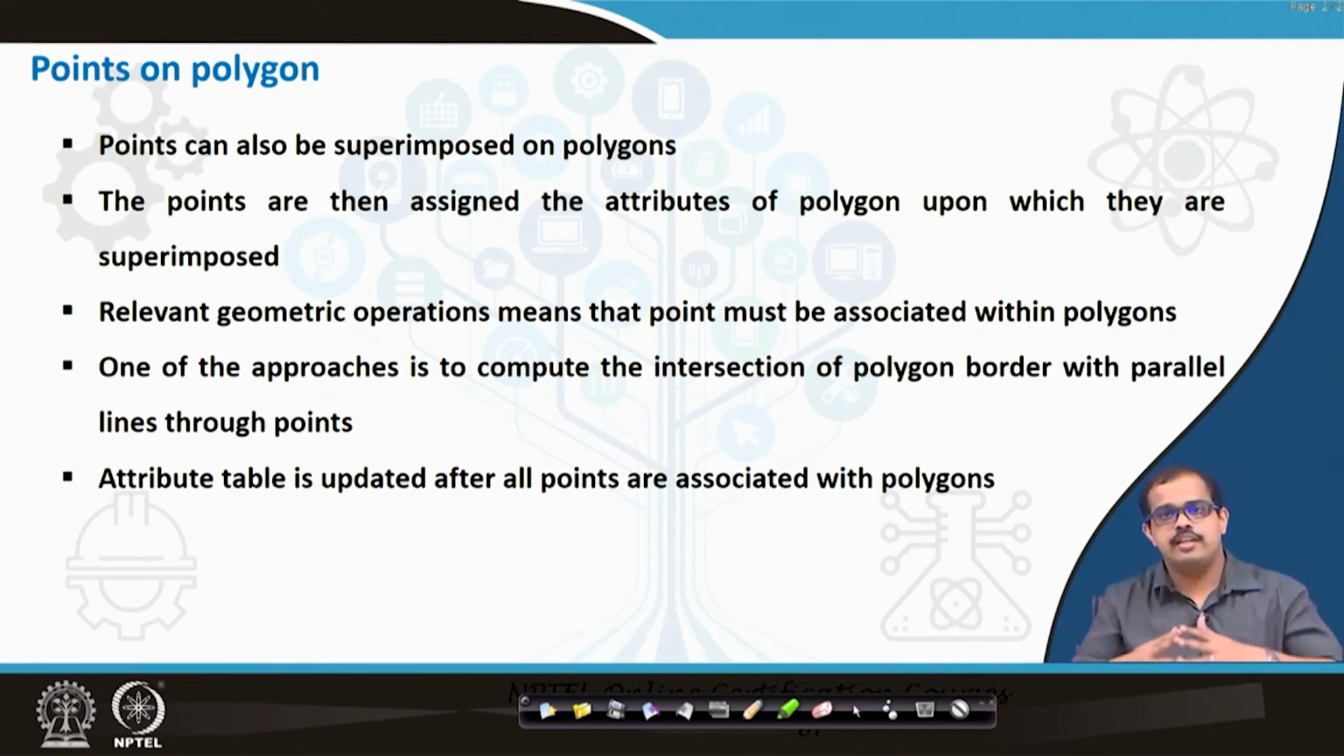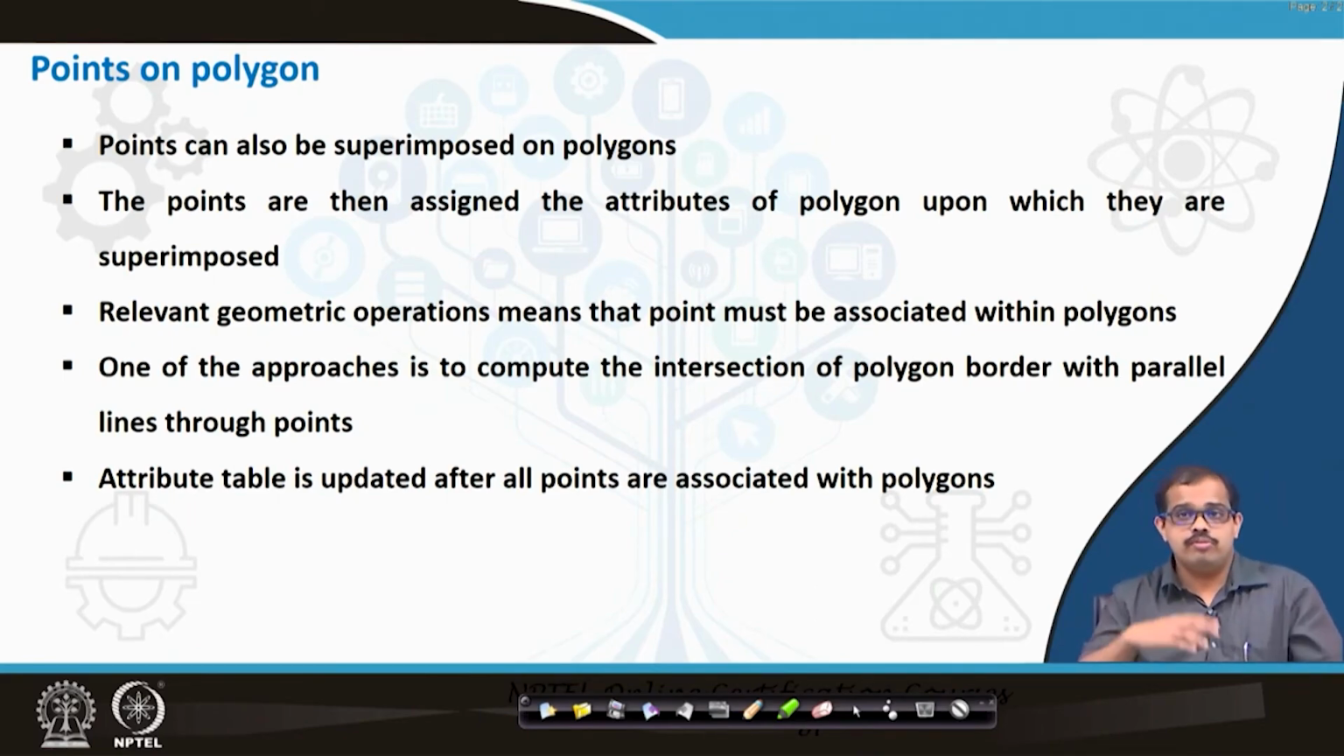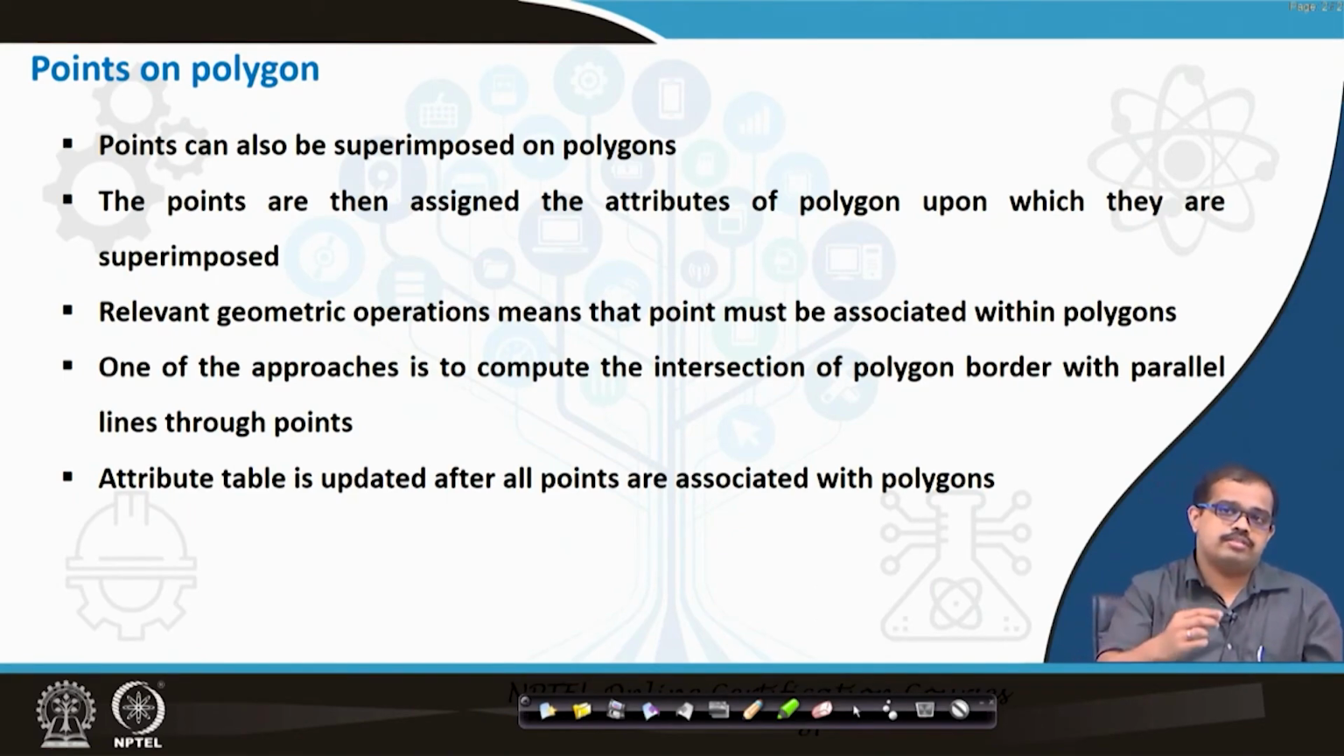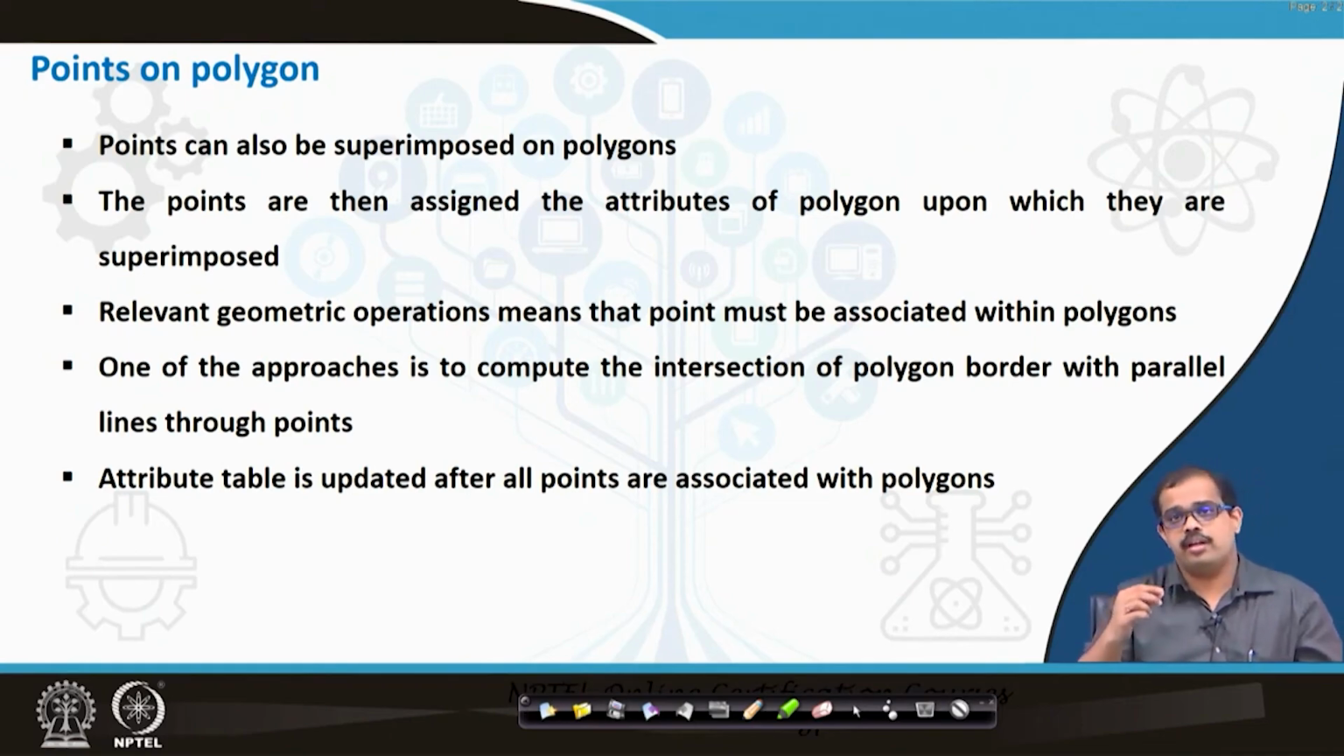I have the points of those trees, and I superimpose them on this. That gives me a perspective of how a city has a number of trees and how the building bylaws are respecting the environmental norms, or how they are actually followed by the citizens who are residing in those buildings, or it is the official area of that particular resident. Okay. So, the points are then assigned to attributes of the polygon upon which they are superimposed.